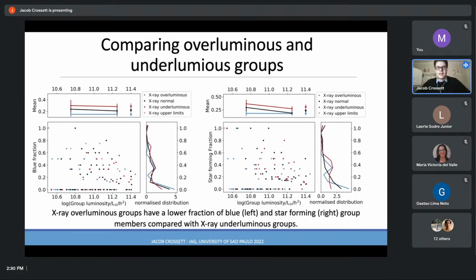Additionally, if we look at the fraction of galaxies that have a higher star formation rate, or are blue on the color magnitude diagram, with that blue ratio between red and blue fluxes, we find that the overluminous groups have a lower star forming fraction. So there are fewer galaxies with high star formation rates and fewer blue galaxies in the overluminous groups compared to the underluminous groups. So we see that the overluminous groups have these bigger BCGs that are more centralized and fewer blue star-forming galaxies compared to the underluminous groups.